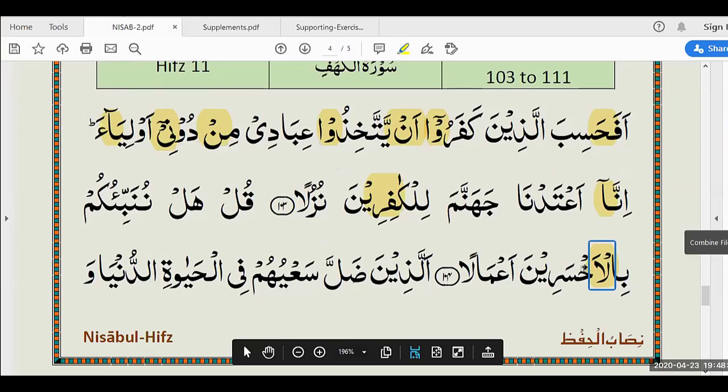Oh yes, I remembered. The mistake here was that you stopped. When you stopped and then started again, you started from the middle of the word. Whenever you stop, you're not allowed to start from the middle of the word. You always have to go back to the beginning. So bil akhsarina. If you have to stop here, please just go back to the starting of the word, okay? Other than that, jazakumullah. Very well done. Jazakumullah.